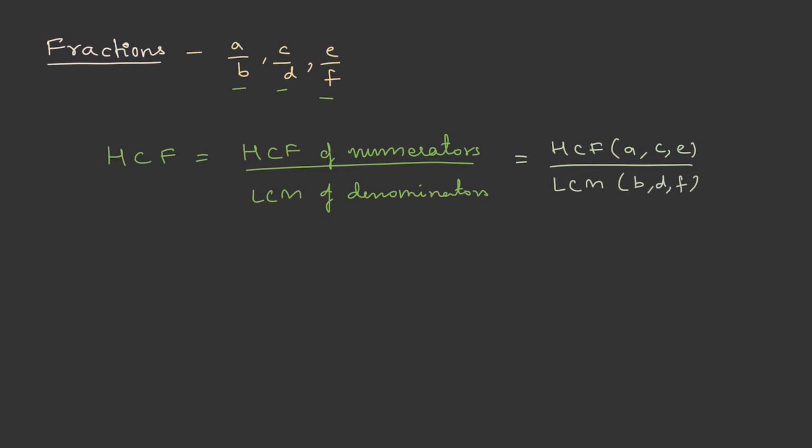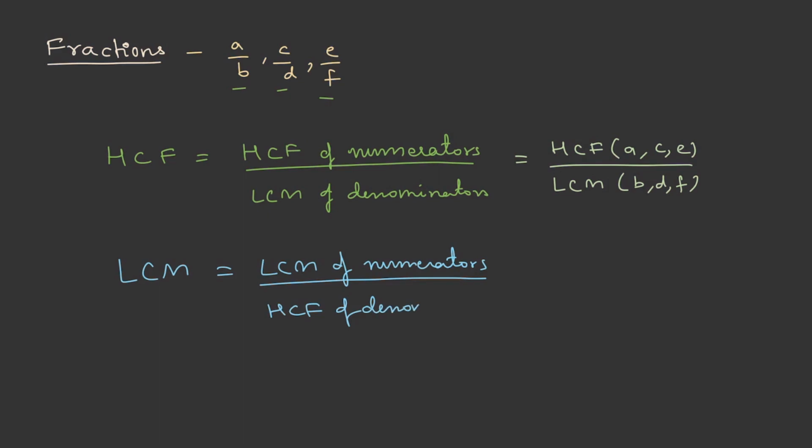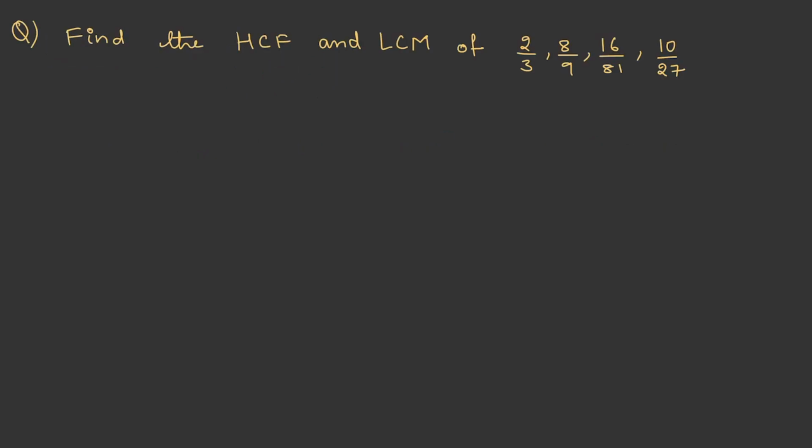On similar lines, we can also find the LCM. The LCM will be LCM of the numerators by HCF of denominators, that is LCM of ACE divided by HCF of BDF. Let us take one example to understand this. Find the HCF and LCM of 2 by 3, 8 by 9, 16 by 18 and 10 by 27.